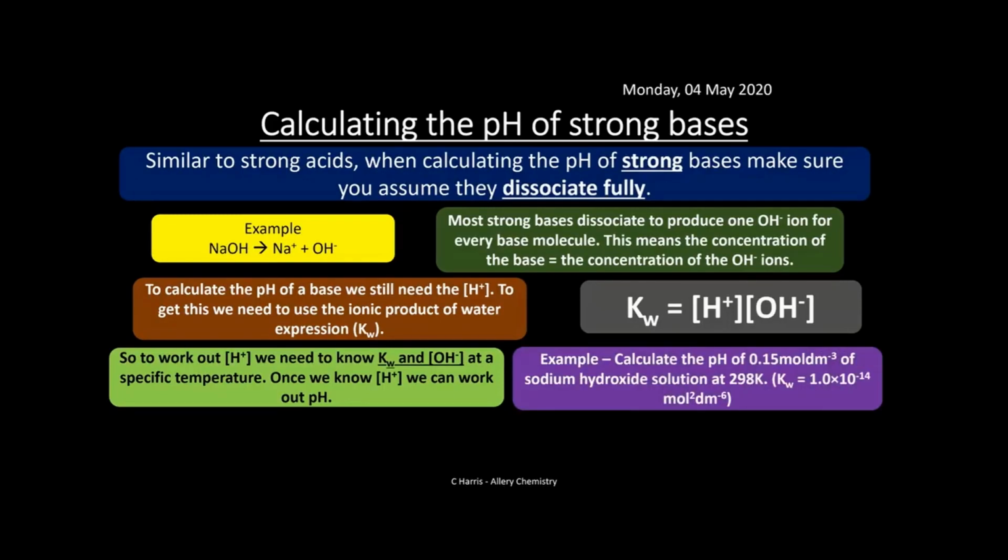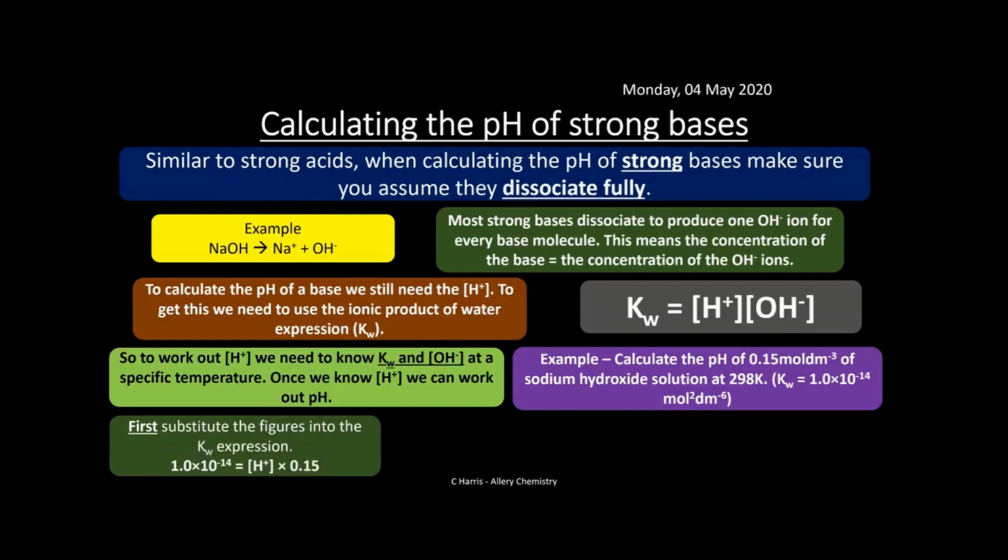So for example, if we calculate the pH of 0.15 moles per dm cubed of sodium hydroxide solution at 298 Kelvin, that's the temperature. Kw, remember, has a value of 1 times 10 to the minus 14 unless it's specified otherwise. So first, we substitute the figures into the Kw expression. So the Kw expression is 1 times 10 to the minus 14 equals H plus times 0.15. So 0.15 is your OH minus concentration.